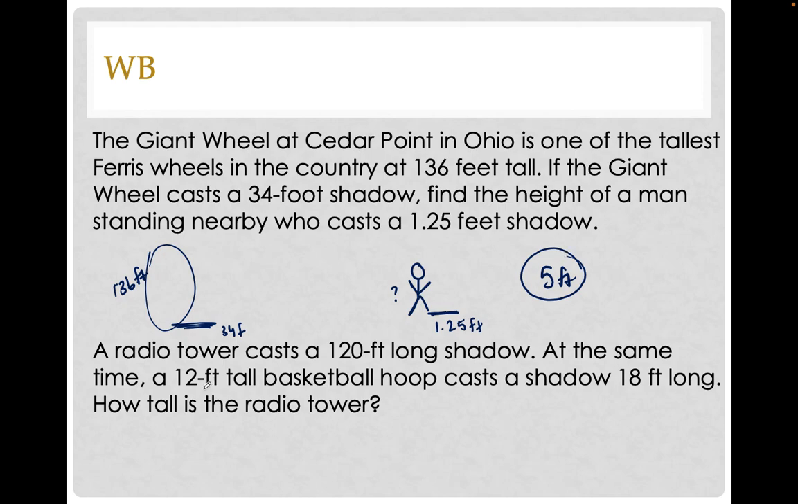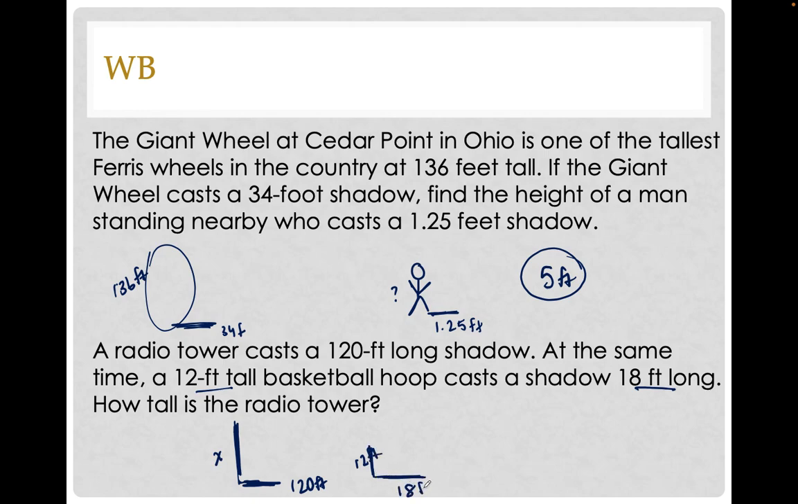Second example: a radio tower casts a 120-foot long shadow, and at the same time a 12-foot tall basketball hoop casts an 18-foot long shadow. How tall is the radio tower? You don't even, like I said, need to worry about your drawing. I just sometimes even just draw lines here. So we know that the shadow is 120 feet long. How tall is the radio tower? If the basketball hoop is 12 feet tall, and it casts an 18-foot long shadow.